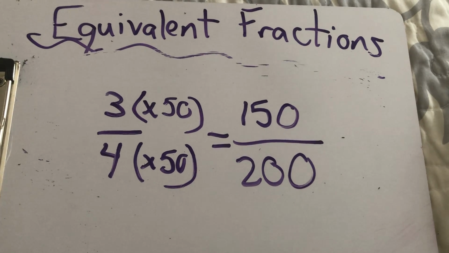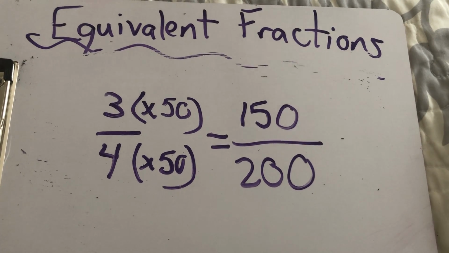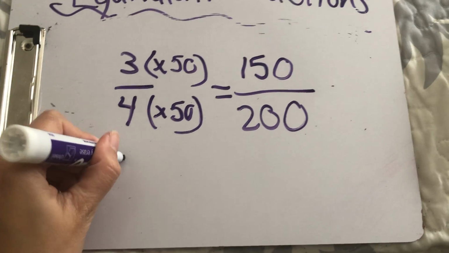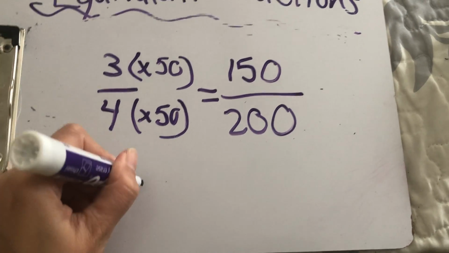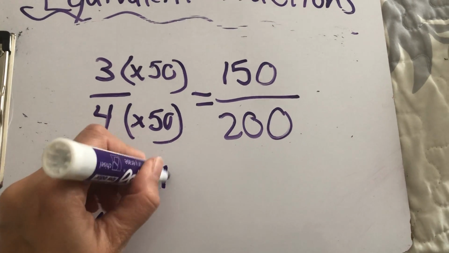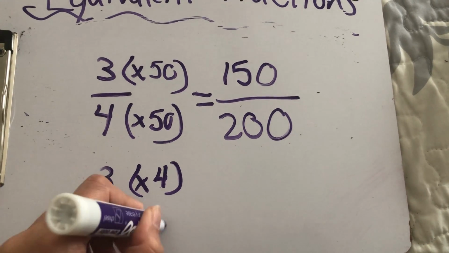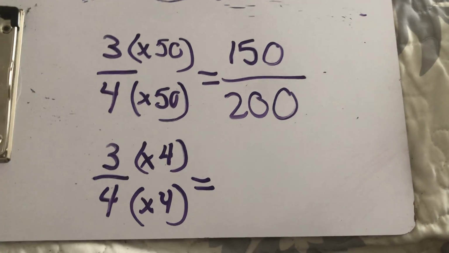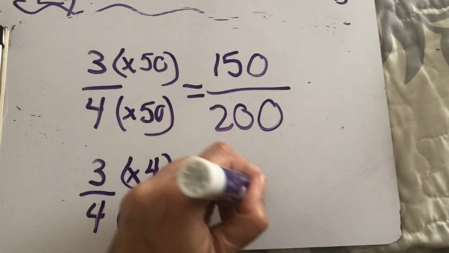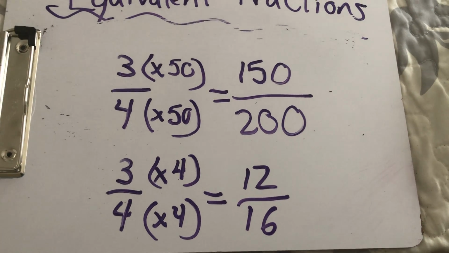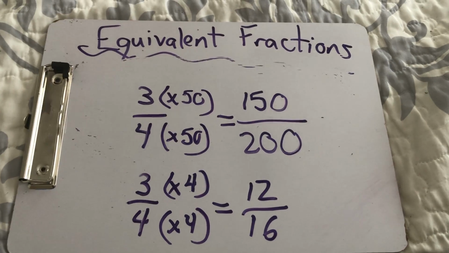Okay? Again, multiplying the top and bottom by any number will give me an equivalent fraction. I could take 3/4 and I could multiply it by a smaller number. Let's say 4. Again, multiplying the top and bottom, and my new fraction is 12/16. Okay, so just a brief lesson on equivalent fractions.